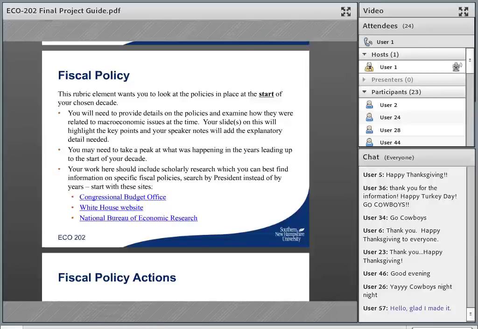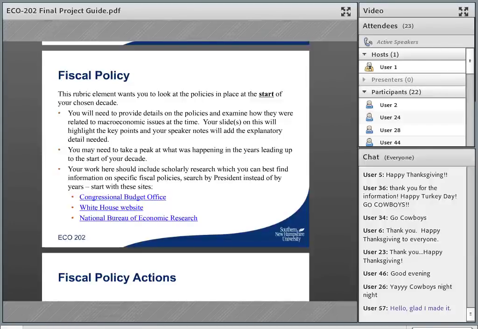And when you do your research, it's probably easiest to search by president instead of by the year. So if you type in, fiscal policy 1990, you might not get a lot of information. But if you type in, fiscal policy George Bush Sr., then you're going to get a lot of information, whether you just do a random Google search or if you use the Shapiro Library.